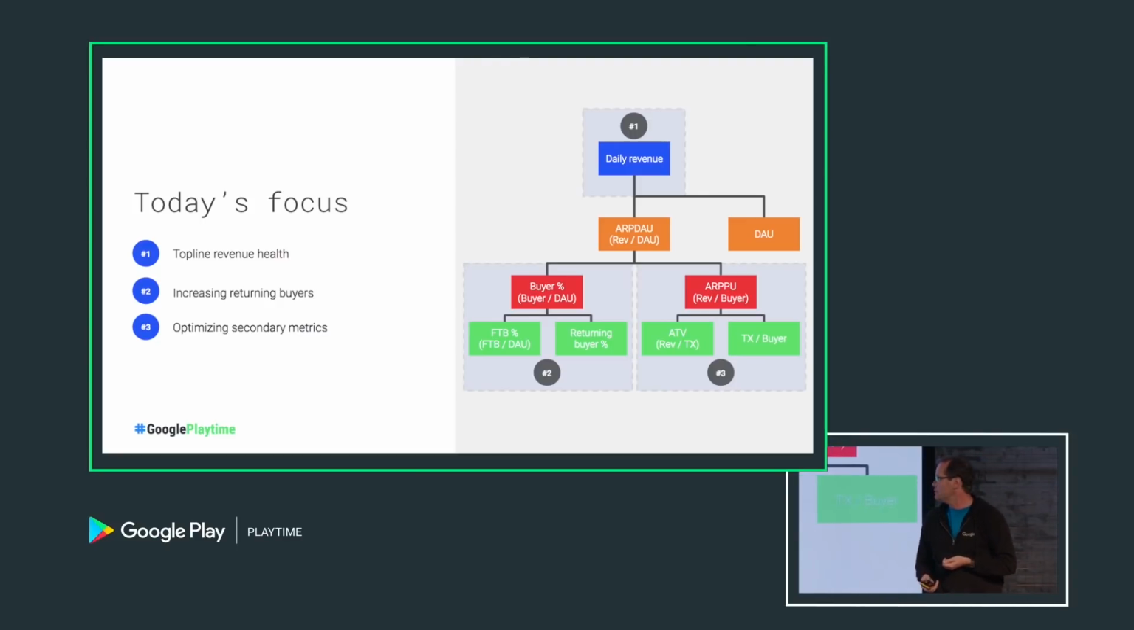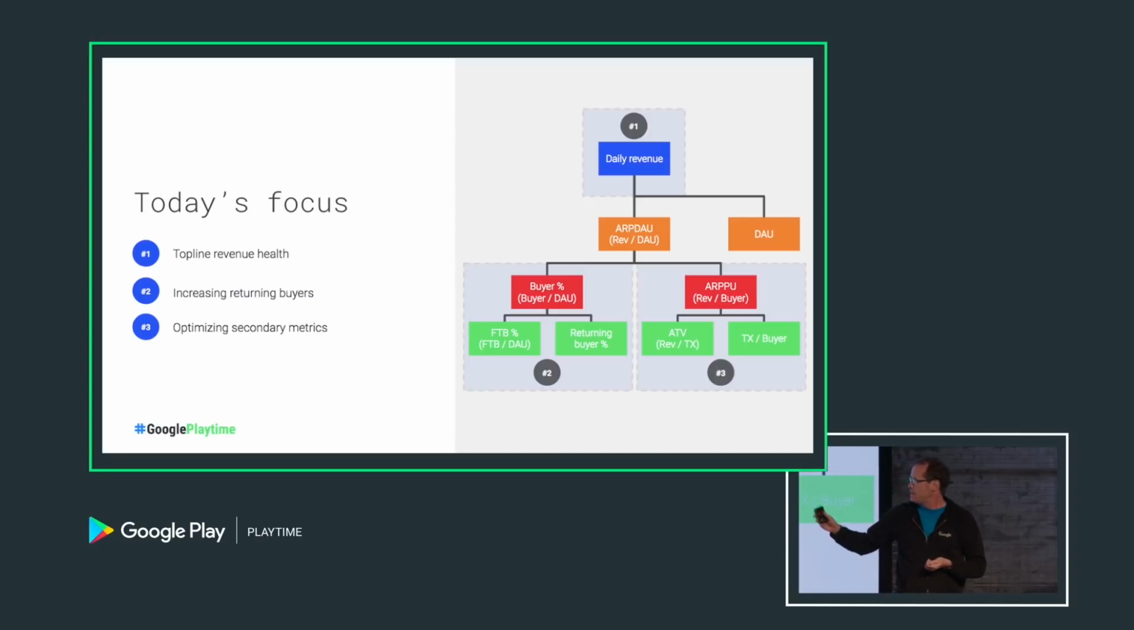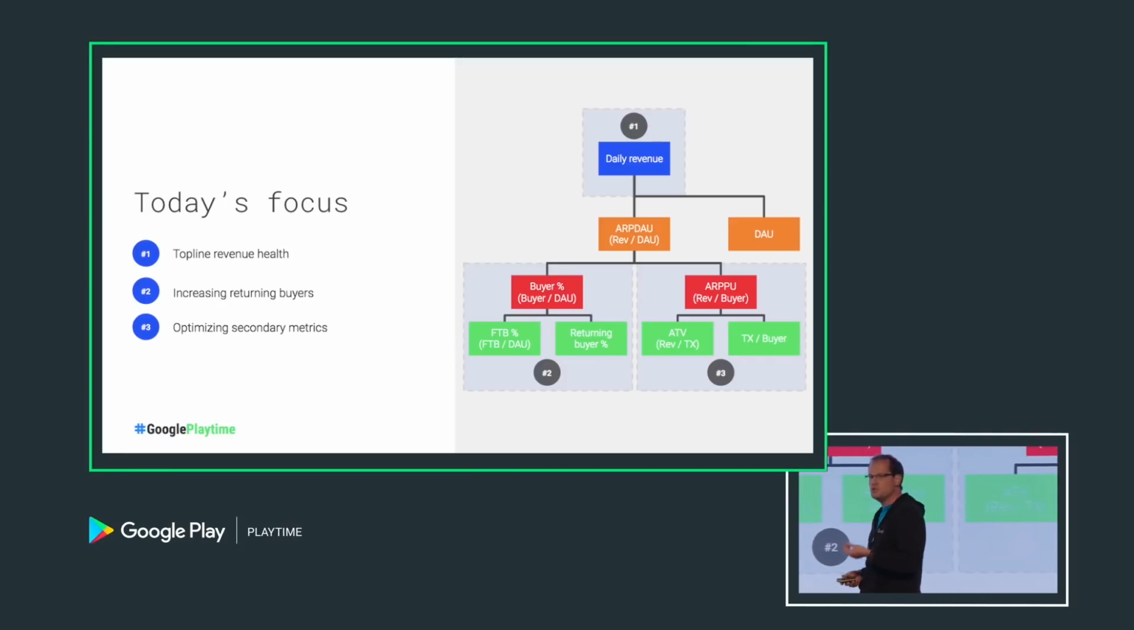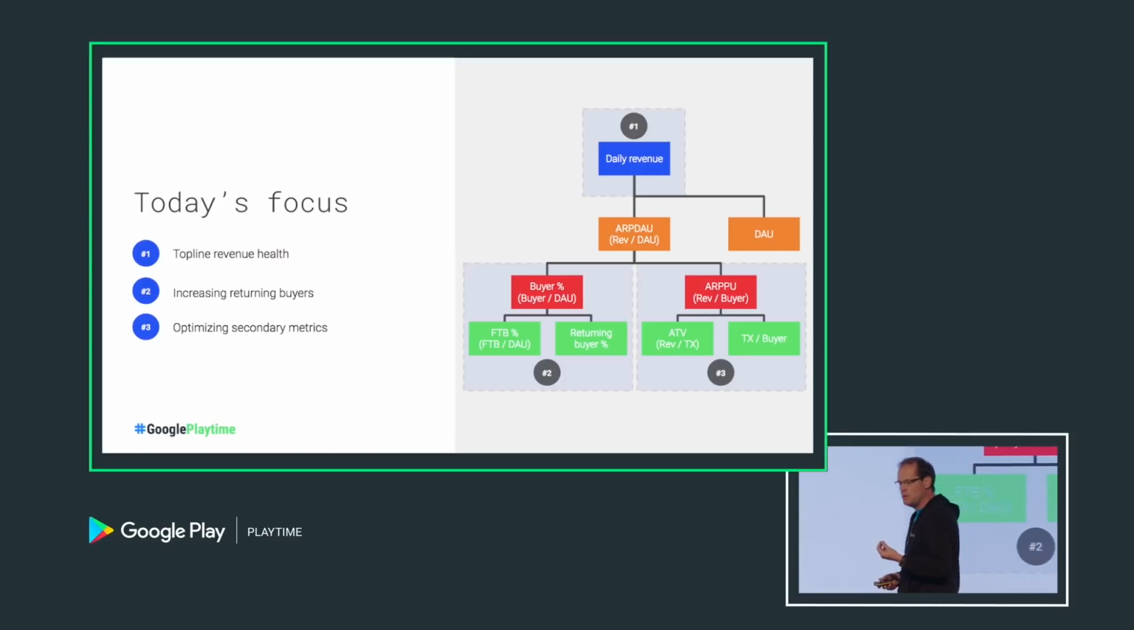And so in terms of topics today, I'm going to walk through the revenue tree. The first thing I want to do is take a look at top-line revenue health and show you some of the ways that I like to monitor revenue performance that help me understand how a game is doing. And then next, we're going to take a look at buyer percentage, and in particular, talk about some ways to think about increasing your returning buyers, and especially the frequency at which users are paying within a month. And finally, we're going to move on to talking about the secondary metrics. And there, I'm going to primarily try to give you some food for thought about some ways that you can potentially change your games that could help improve the metrics in that space.